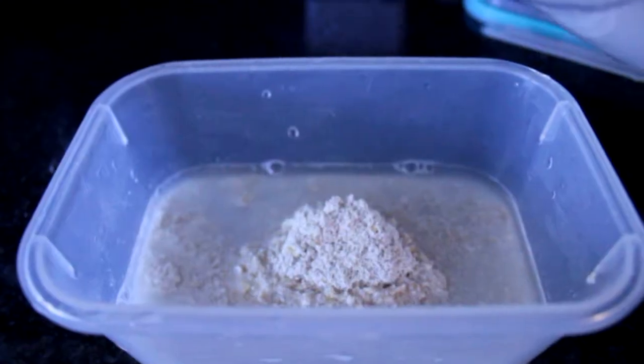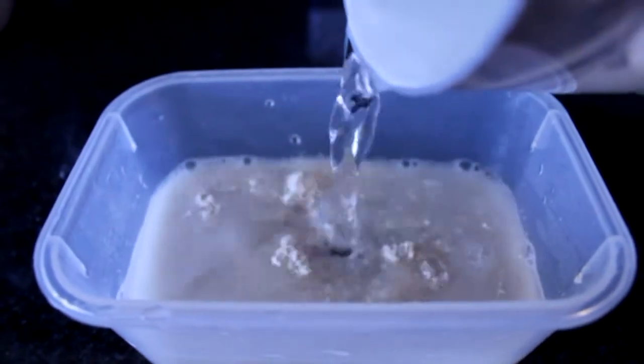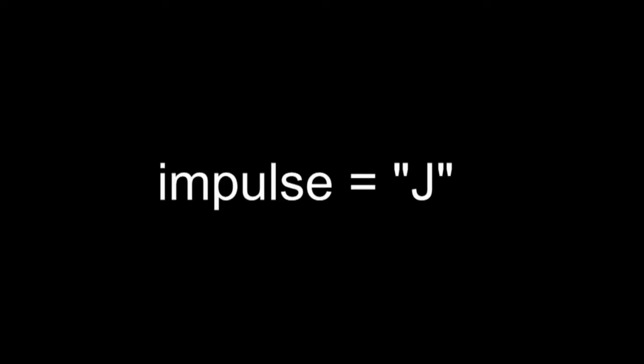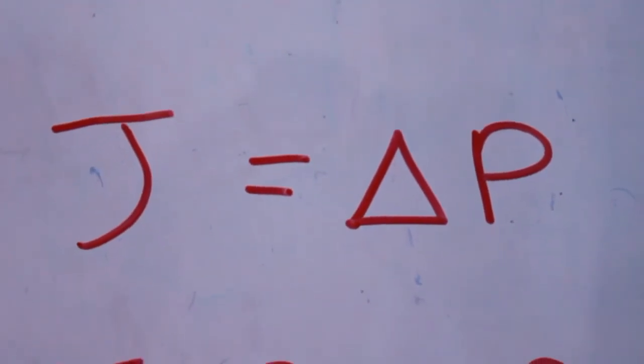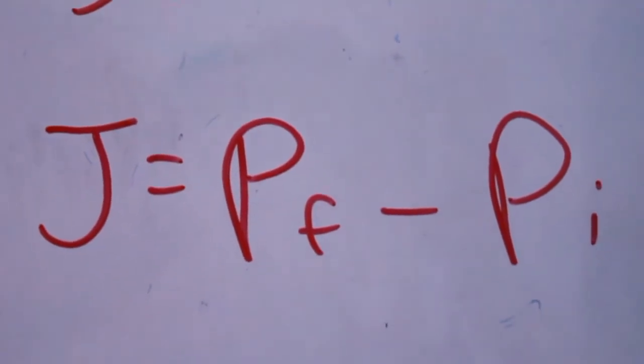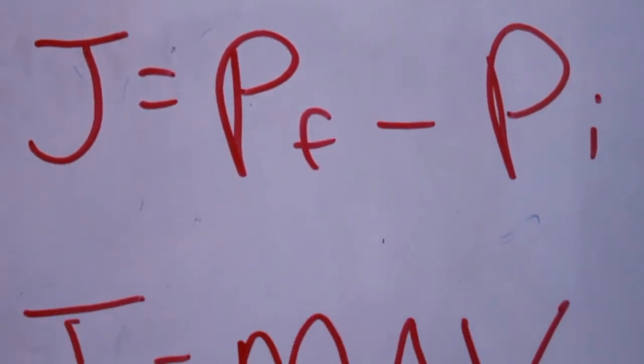The second way to change an object's momentum is to change the mass of the object. To symbolize impulse, we use the letter J. J equals change in momentum, or delta P. Thus, J equals P final minus P initial, or mass times change in velocity.